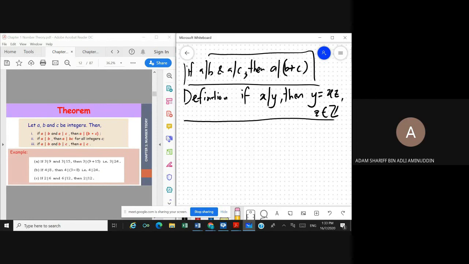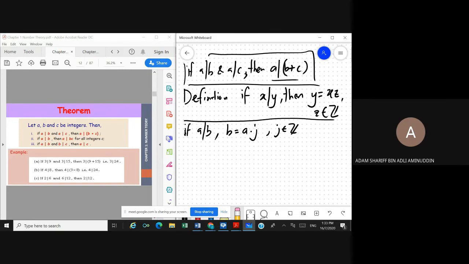This is the P, A, B, and AC is the condition. This is the implication of the condition, conclusion. I will start first, like this. If A is a factor of B, then I believe that B can be made as A times J. This J must be an integer.